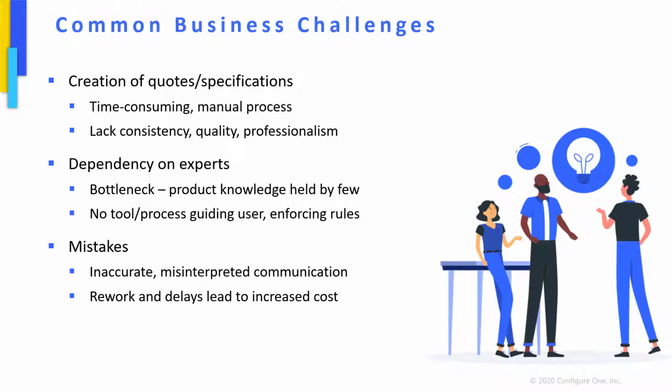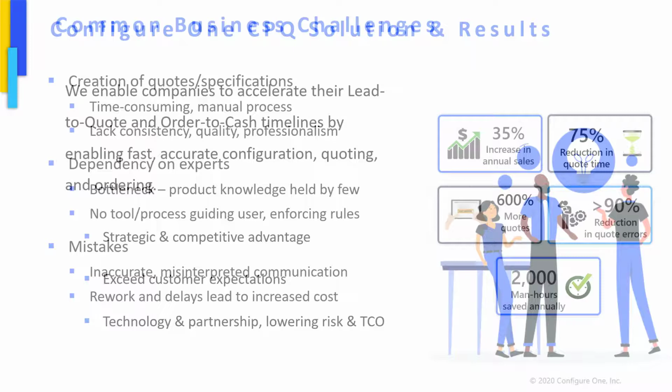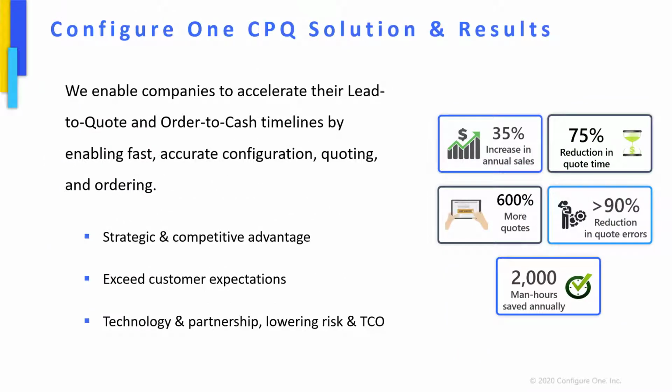Before implementing a joint Configure One and NetSuite solution, many of our customers struggled with being able to accurately quote their products and provide necessary documentation to their shop floors at time of order. Often they had a very manual quoting and ordering process or had to rely on their product experts to accurately quote. This led to delays and even mistakes in their quoting and manufacturing processes.